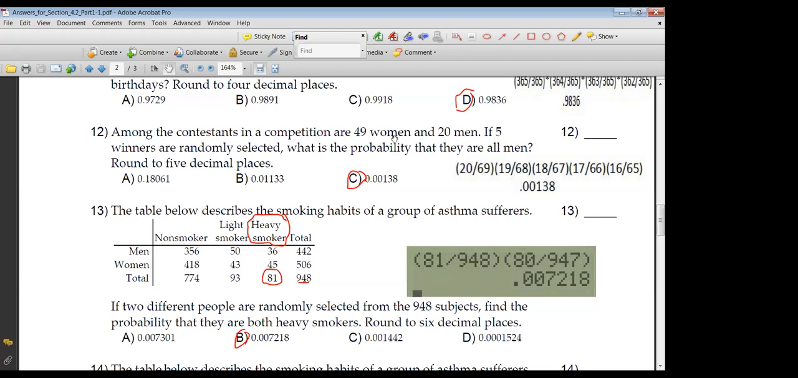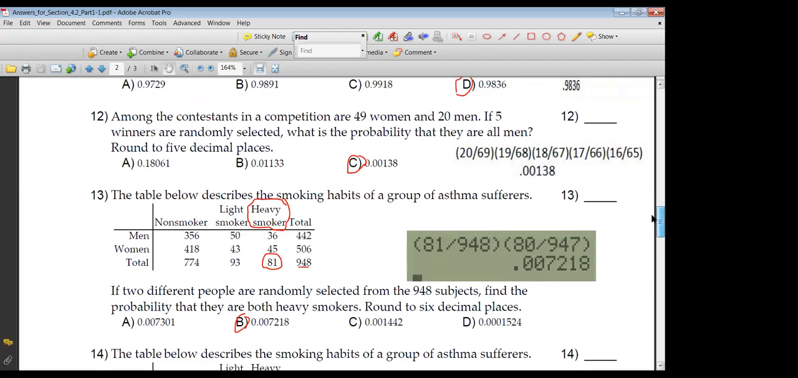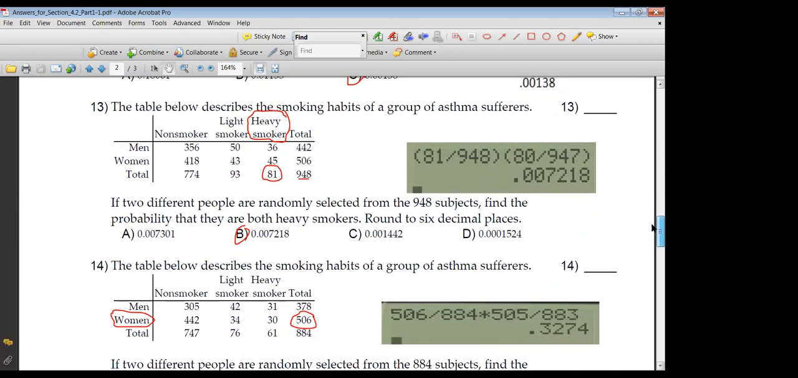What he didn't tell me here was a total, but duh, how hard is it to figure out 20 and 49, total of 69. You can see where you got to do some thinking. I've heard this for years and years and years. You know, folks hate word problems.